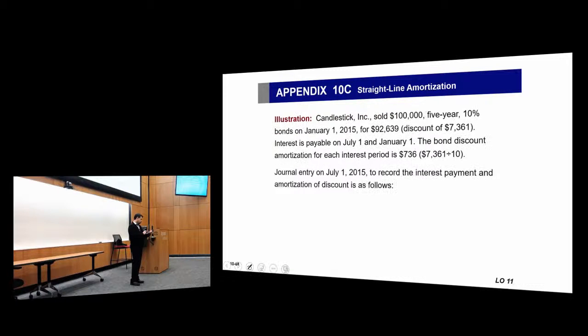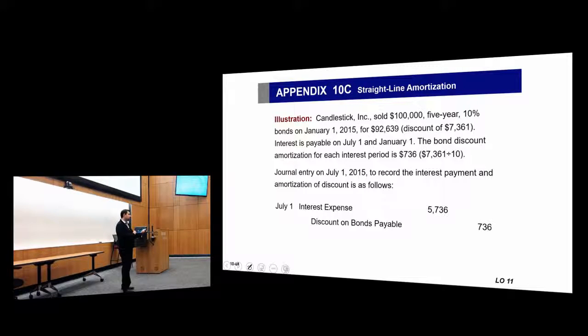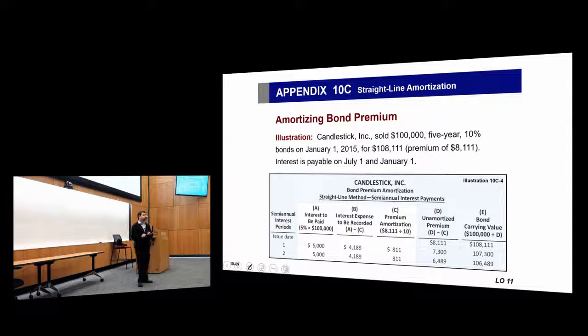This is the journal entry. It will be interest expense, discount on bonds payable. This is the amortization amount, 736, and then you have cash. This is the actual amount paid. So the 5,000 is the amount that is actually paid. 736 is the amortization.